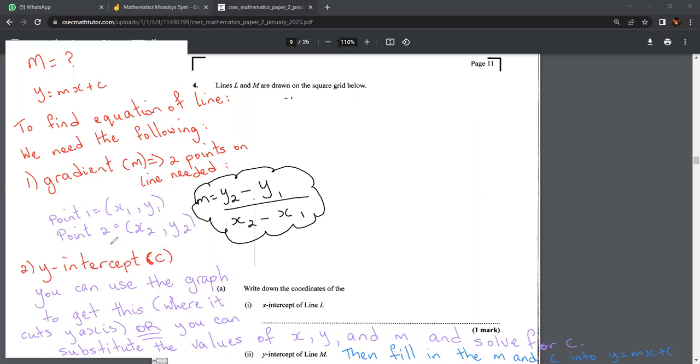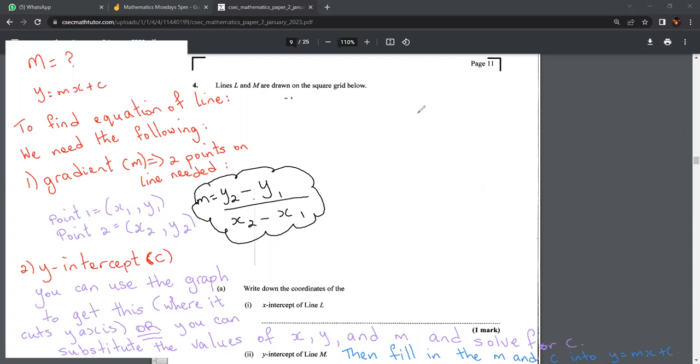Then you have to find the y-intercept. Now, there are 2 ways we could find this. The first way is if you are given a graph, just look on the graph and see where the line cuts the y-axis. And where the line cuts the y-axis, that's your y-intercept. Or if they never gave you the graph, you're going to use 1 point to get the x and the y values, and you're going to use the gradient. You'd have got the gradient before.